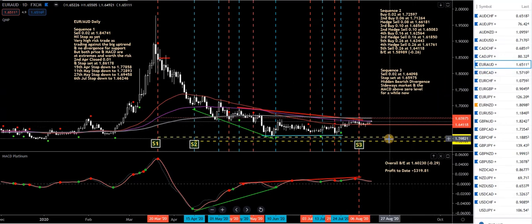Yeah, so not looking that good. Got to get down to these yellow levels for overall break-evens. This top yellow line, and sequence 2 break-evens, that yellow line there. Sequence 3 got a stop in place.